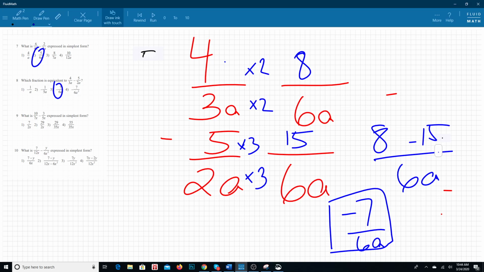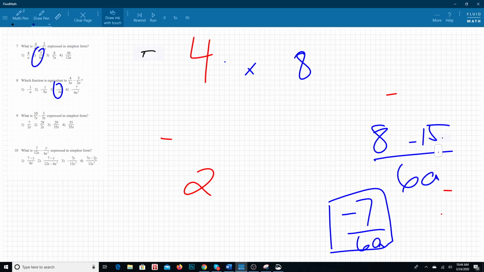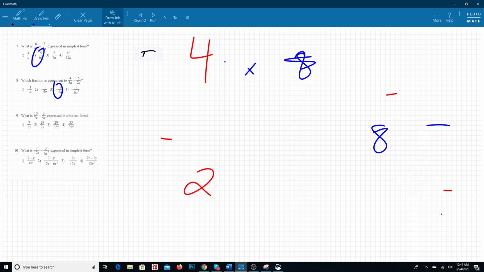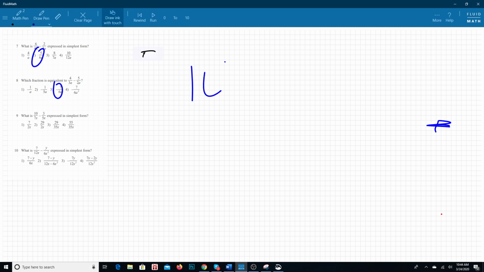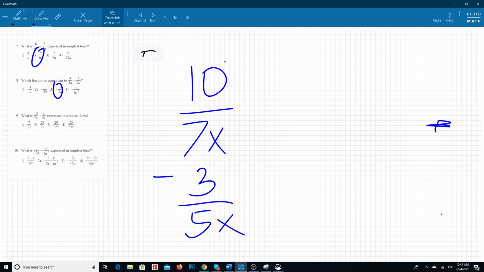Okay, question 9. Let me get rid of this. So question 9 says 10 over 7x minus 3 over 5x. Once again, this problem is not that difficult. We know that our lowest common denominator will be, right? Anybody can tell me that?